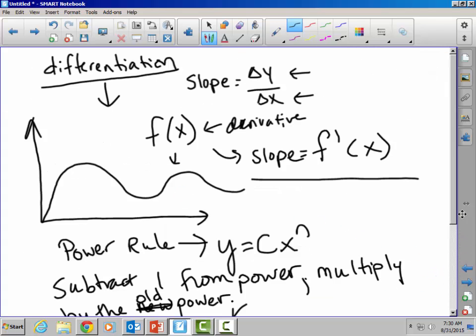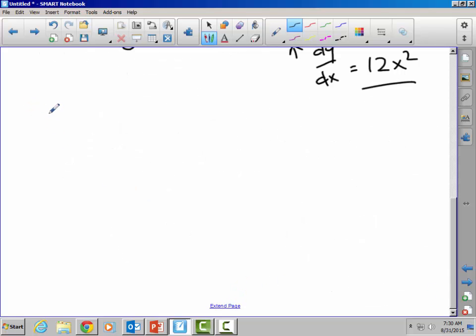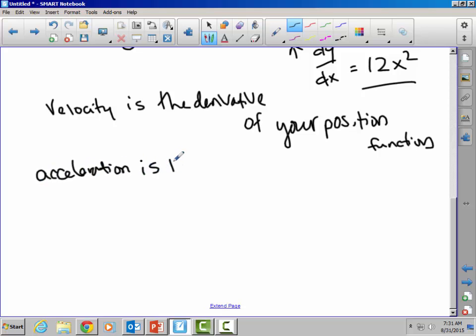So what this means, definition-wise, is that velocity is the derivative of your position function, and acceleration is the derivative of your velocity function.